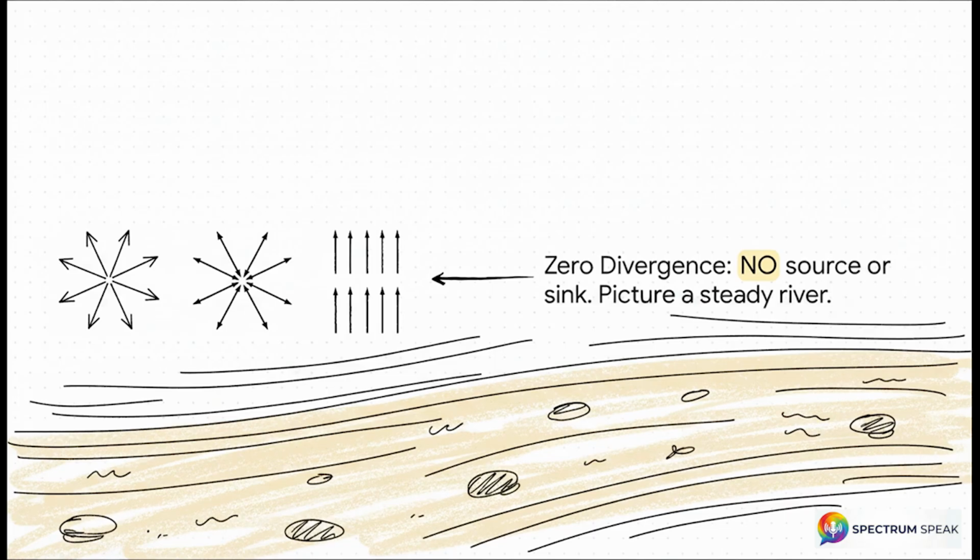What about zero? What if the divergence is just zero? Well, it means there's no net source or sink at that point. For any little box you draw, the amount of water flowing in perfectly balances the amount flowing out. Think about a nice, wide, steady river. If you look at any point in the middle, water's just flowing through, right? It's not appearing out of nowhere, and it's not vanishing. It's just passing by. That kind of flow has zero divergence.